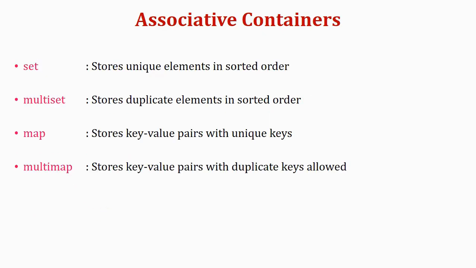What is meant by set? It stores unique elements in sorted order. Multiset means it stores the elements with duplicates. And the next one is map. It stores key value pairs with a unique key. And multimap means it stores key value pairs where a duplicate key is allowed.